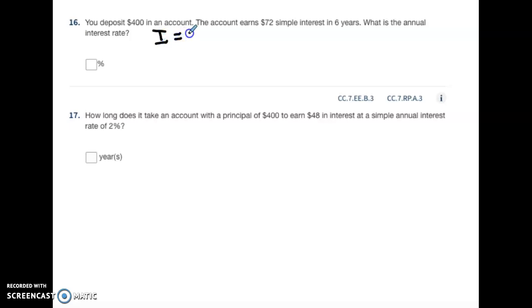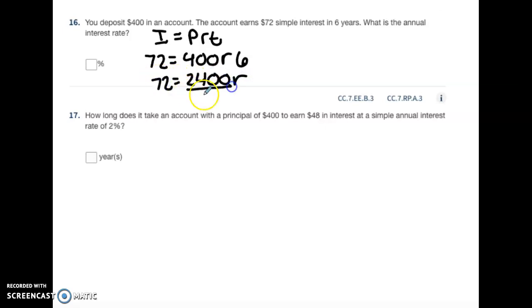Again, I equals PRT. We deposit $400. That's our principal. We earn $72 simple interest. That's I. In 6 years, we're looking for the rate. So first, 400 times 6 is 2,400. Divide by 2,400 on both sides. We get R equals 0.03. This is a decimal. We want it as a percent, so move the decimal over twice, 3%.